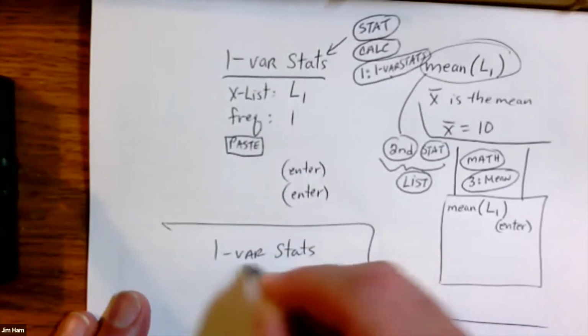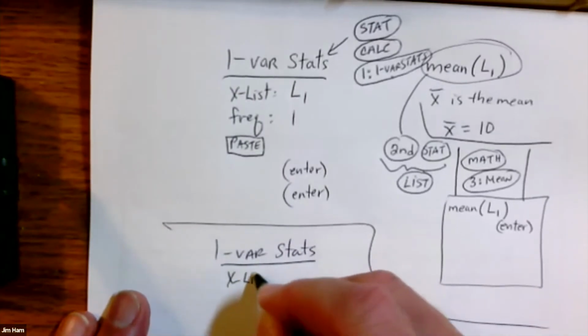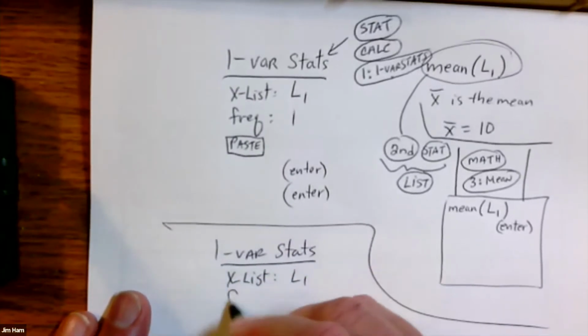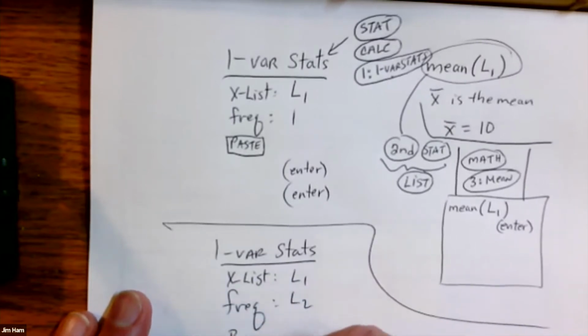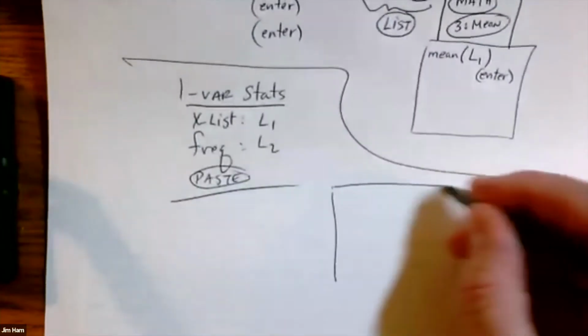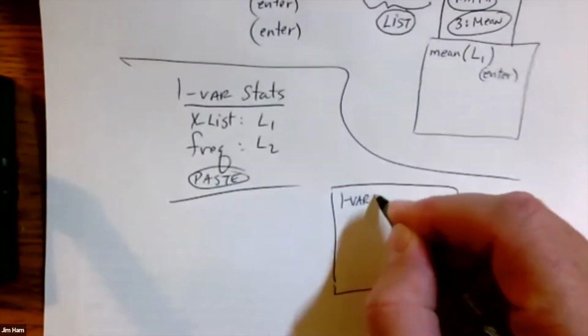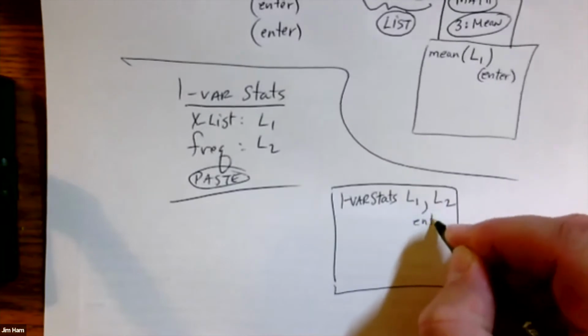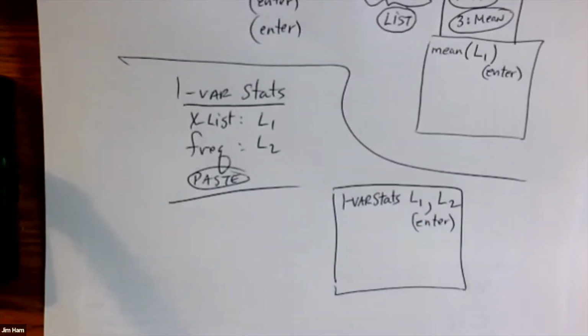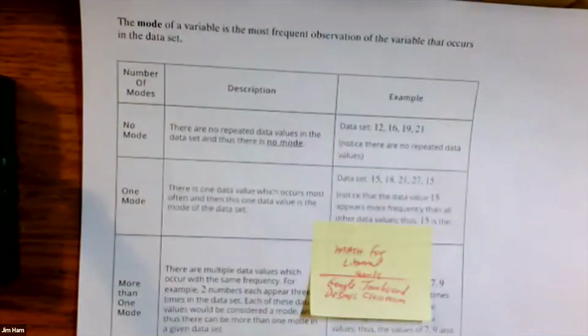All right, so for one variable stats, the X list, or just the list, is L1, and then the frequency is L2, and then you want to paste. On your screen, it'll look like one variable stats, L1, comma L2, and then you'll have to hit enter, usually just once to do it. All right, we're going to continue to come back to the calculator. Every time we have a new statistic, I'll point out where it is on the calculator.